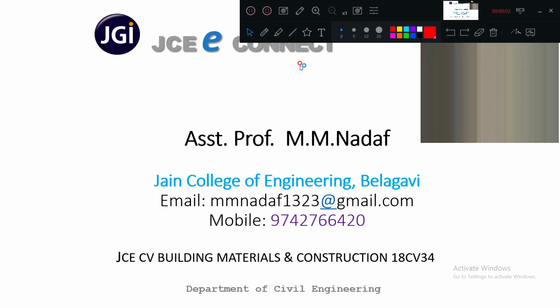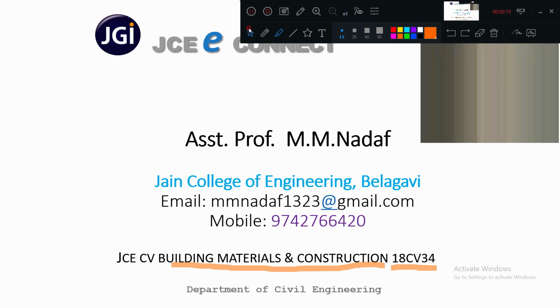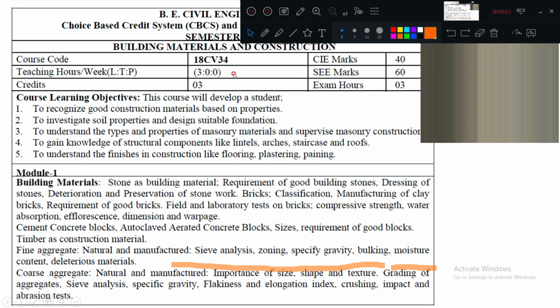Good morning everyone. Today we will begin with the first module for this subject, building material and construction. This is the subject code, 18CV34, and the subject name is building material and construction. In the next slide we will be able to see the syllabus copy. Can everyone see this syllabus copy?